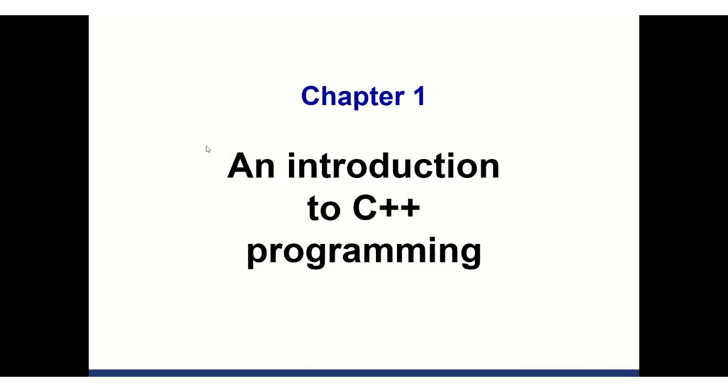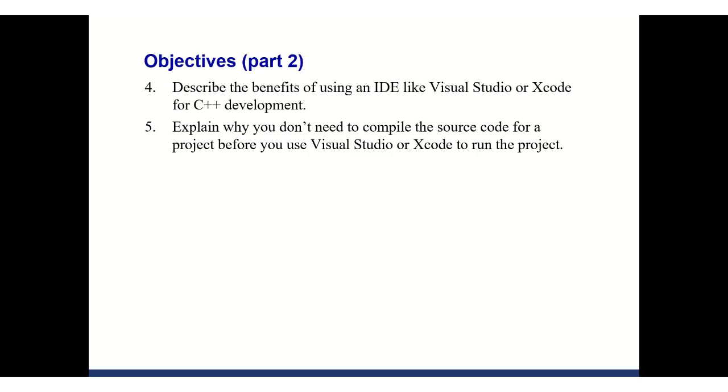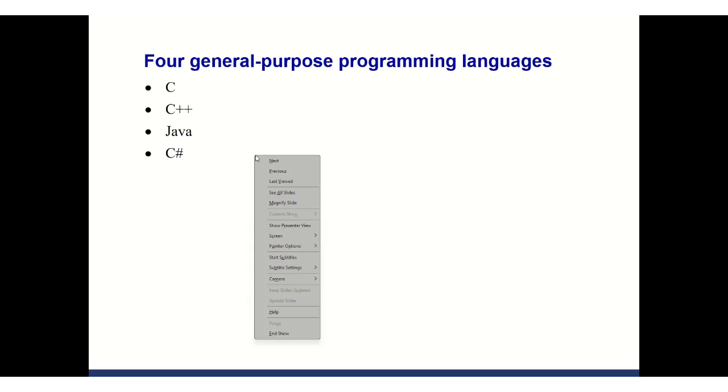Okay, let's proceed and let's get accustomed with the different terminologies. The objectives, I'm not going through the details about the objectives because partly you can go through the syllabus and get updated on the objectives. So, we talked about four general purpose programming languages, namely, C, C++, Java, and C Sharp.